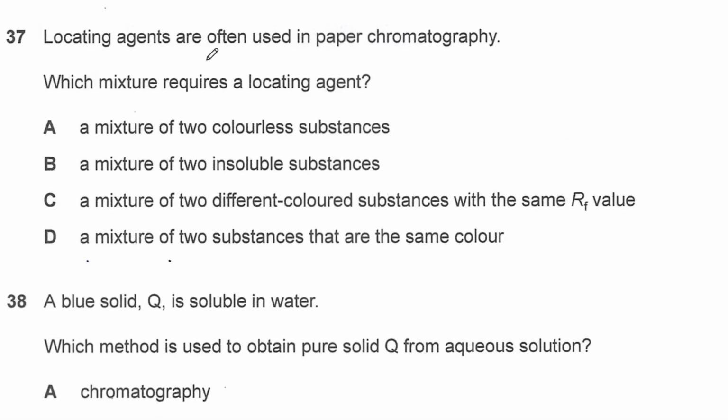37. Locating agents are often used in paper chromatography. Which mixture requires a locating agent? Normally, we use a locating agent when we have colorless substances. So therefore, the answer is going to be a mixture of 2 colorless substances.